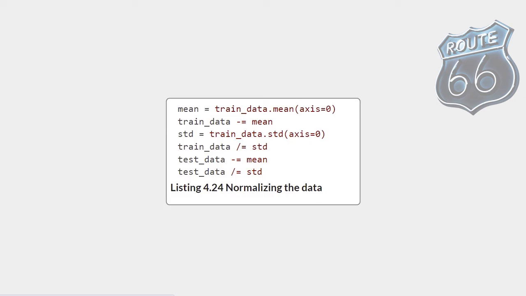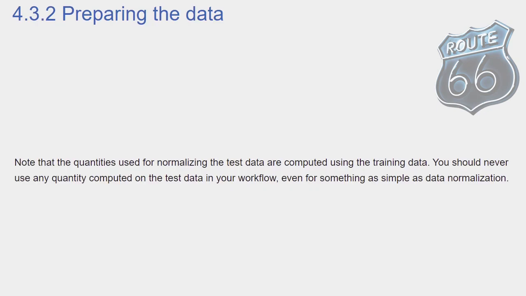Section 4.3.2. Preparing the data. It would be problematic to feed into a neural network values that all take wildly different ranges. The model might be able to automatically adapt to such heterogeneous data, but it would definitely make learning more difficult. A widespread best practice for dealing with such data is to do feature-wise normalization. For each feature in the input data, a column in the input data matrix, we subtract the mean of the feature and divide by the standard deviation, so that the feature is centered around 0 and has a unit standard deviation. This is easily done in NumPy.